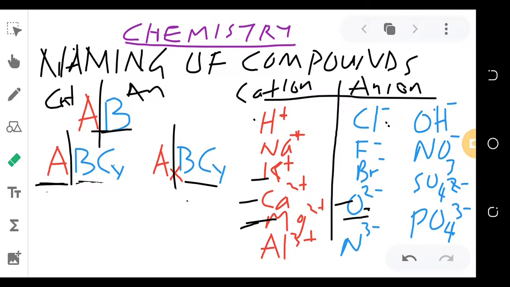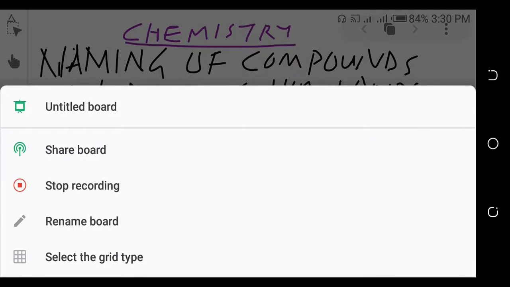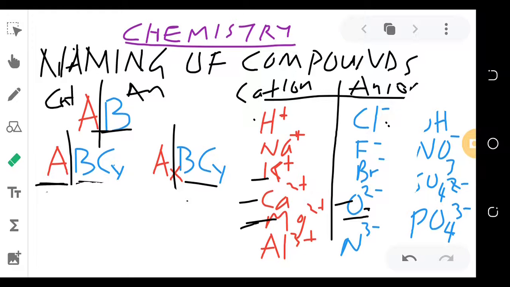So now let's look at combination of cations with group ions. So let's look at that. Combination of this with group ions. So we can pick any of these, any of these are grouped ions.